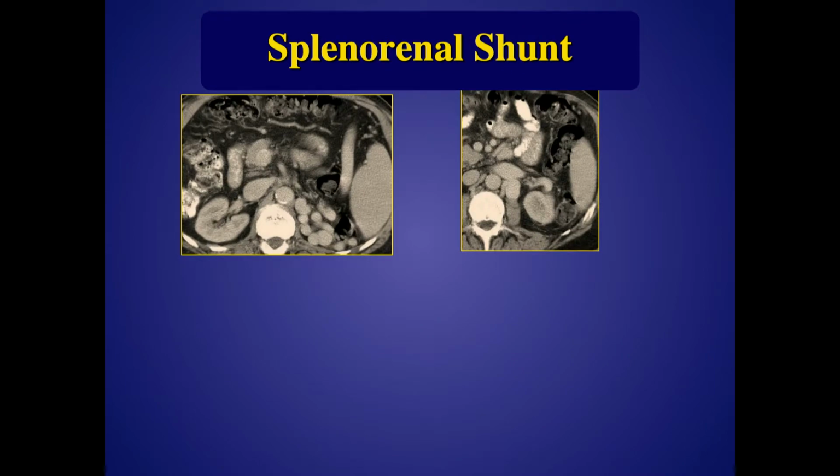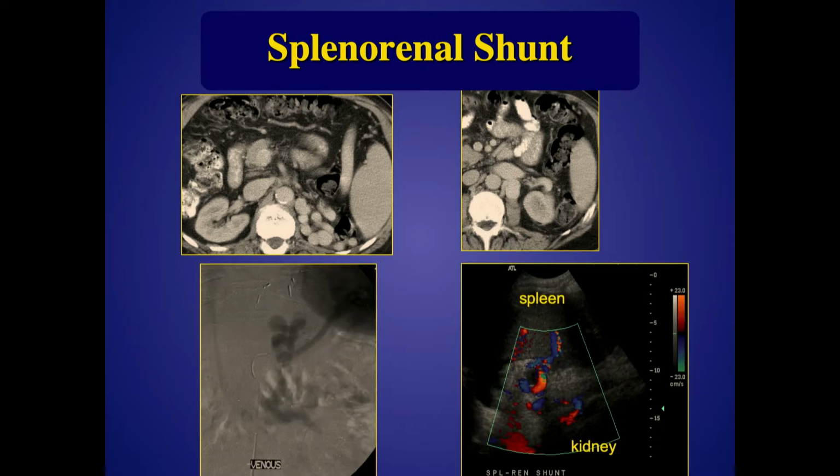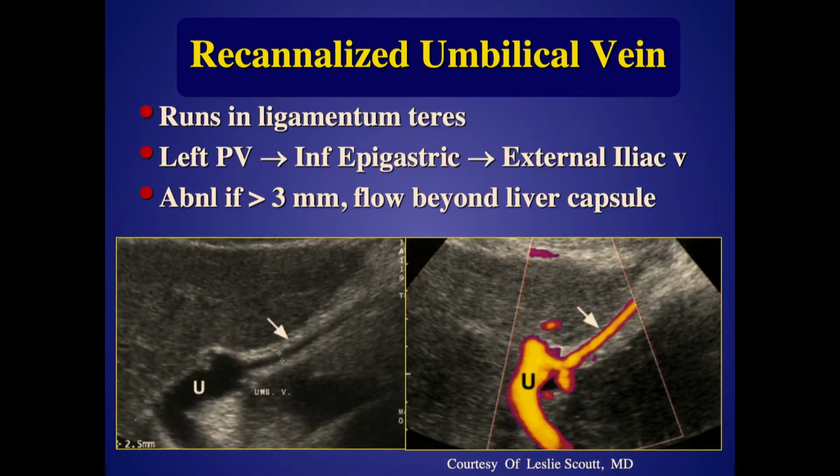And sometimes you can appreciate the communication of these varices with the renal veins. So that's a very nice way for them to decompress and get the blood flow back to the systemic circulation by being able to course into the renal vein. And here you can see, both on CT and on ultrasound, this communication between the splenic vein and the renal vein.